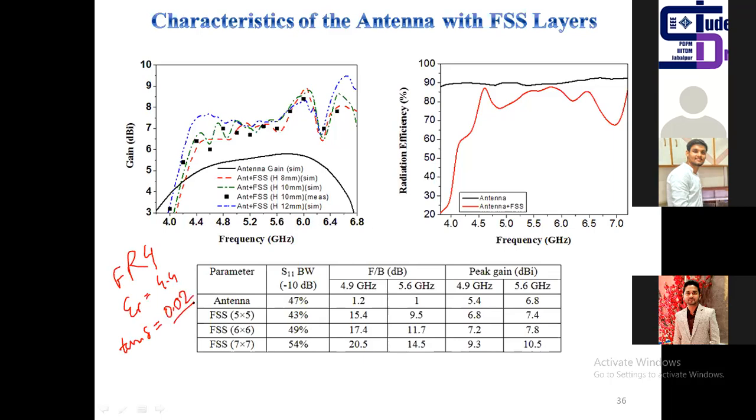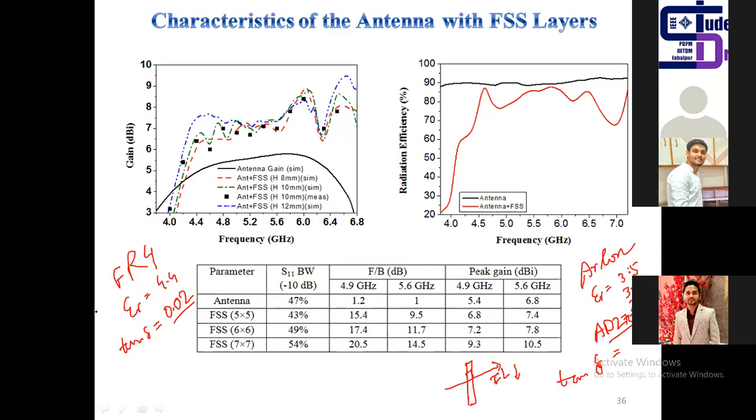So instead of that, if you go for the Arlon substrates, the epsilon R values can be different, sometimes 3.5, sometimes 3.2, 2.7. If it is Arlon AD270, then the constant will be 2.7. But the most important thing is the tan delta, the loss tangent. You have studied, I think, that loss tangent basically decides how much loss will be incurred when the signals pass through it. So if you are designing some FSS on the Arlon substrate, then the insertion loss will be less compared to the FR4 case. So the insertion loss is very important.